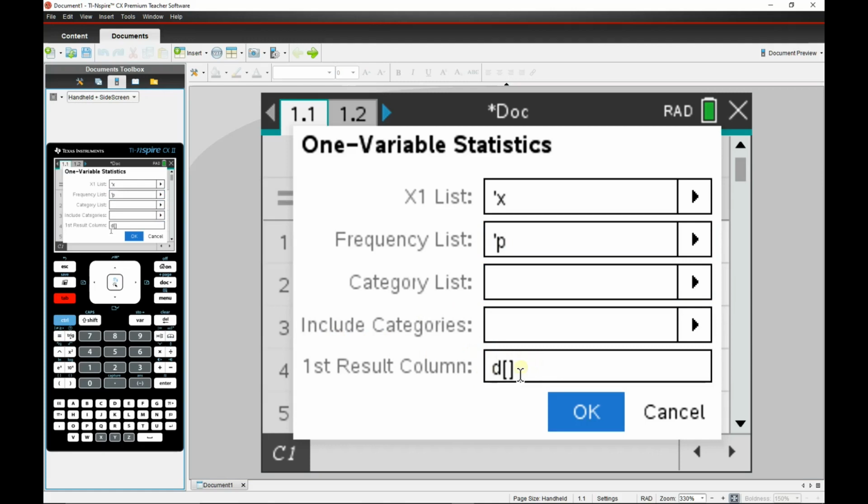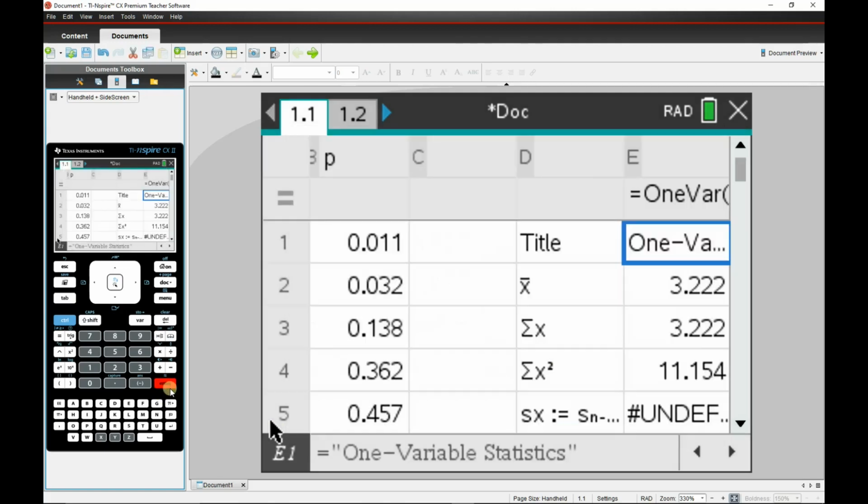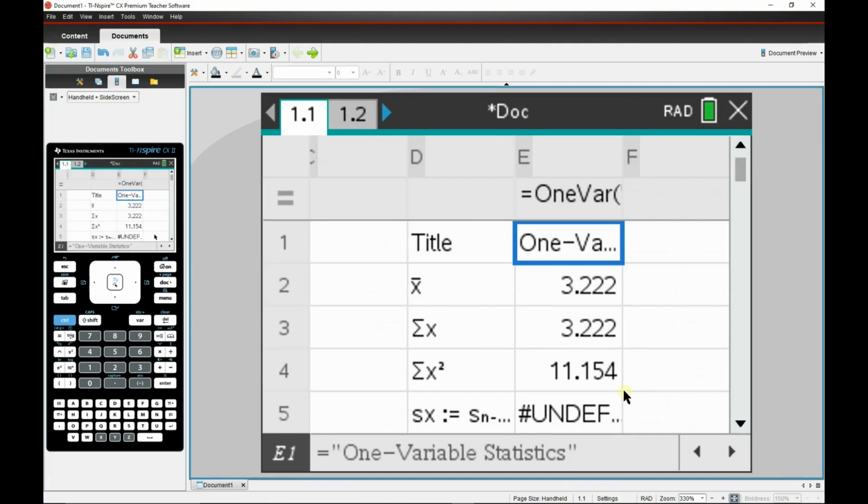You can change this to C or D or whatever you want. Not to A or B. You don't want to wipe out what you typed in earlier, and just hit OK. All right, so now this comes up. The X bar is your mean. Remember 3.22? Actually, it's a Greek letter here. It should be like a mu or something, but we'll just go with however they labeled it.